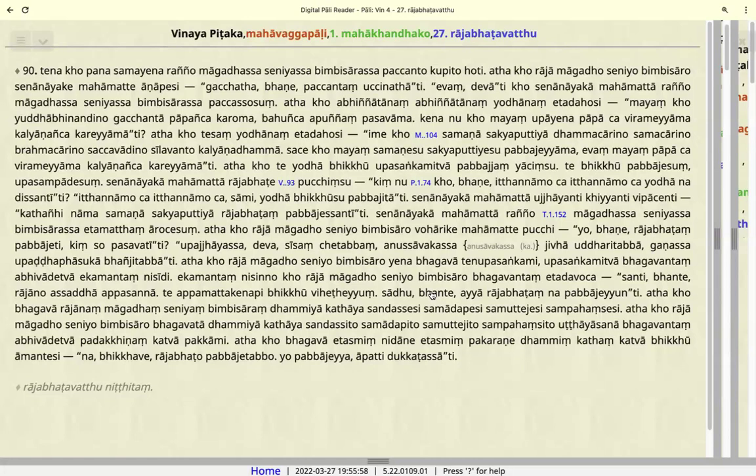Sena Nayaka Mahamatta, at that time the general minister criticized, was dissatisfied and spread about it. Why do the monks, the Sakyan sons, make the king's soldiers become monks? They criticize, they spread about. Okay, later on I will explain it next time.